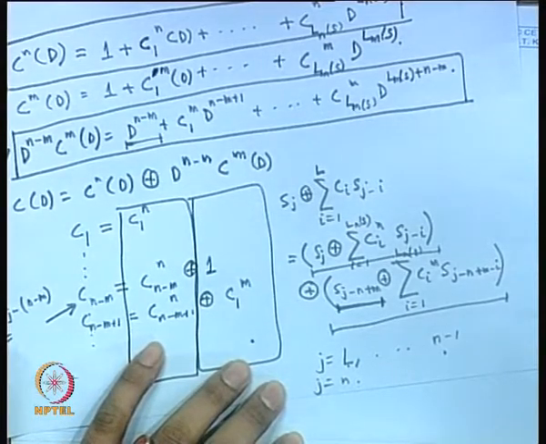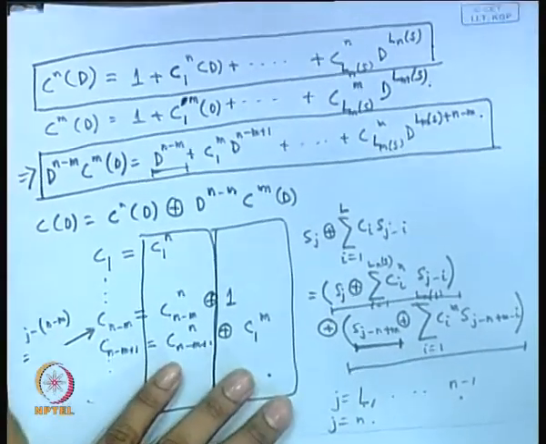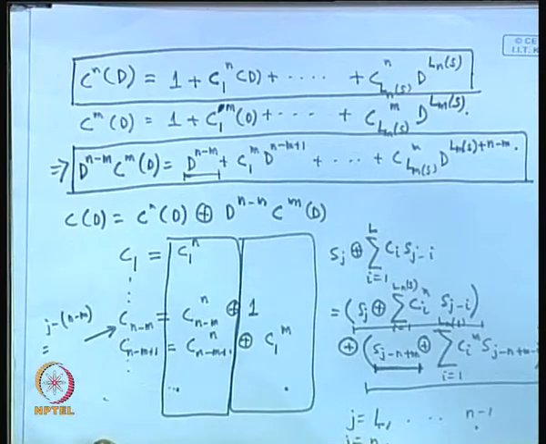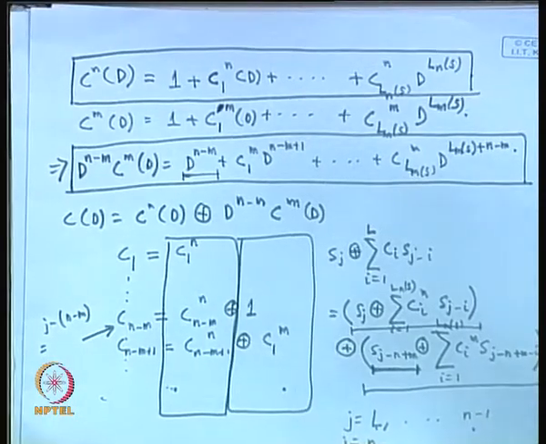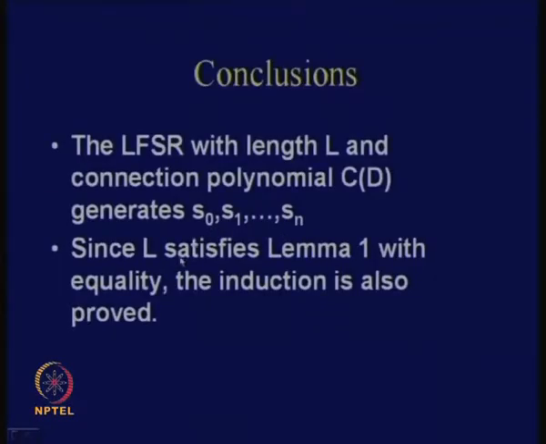Therefore, we say that the corresponding coefficient CD actually generates the entire sequence up to S n plus 1. This is not a so trivial proof, so please go back and look at the proof again and try to work with some small examples. The conclusion is that the LFSR with length L and connection polynomial CD generates the sequence S0 to Sn, and since L satisfies lemma 1 with equality, the induction also gets proved. You saw that L was actually equal to the maximum of lns, n plus 1 minus lns.